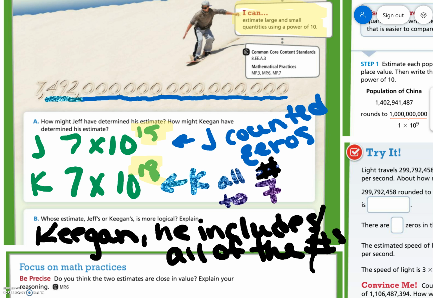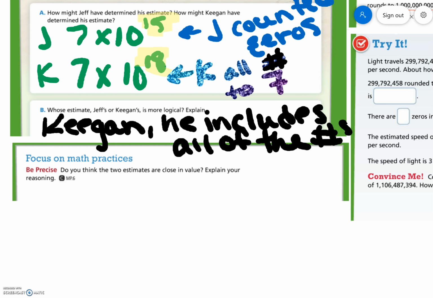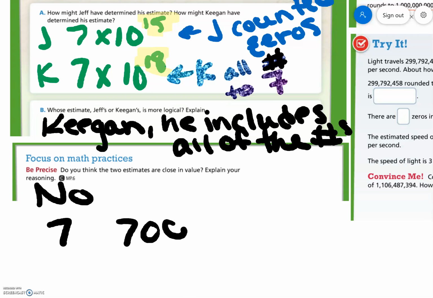Focus on math practices. Do you think the 2 estimates are close in value? Explain your reasoning. So yes or no, do you think they're close? I want to say no. Think about it. If we had 7 versus 7 with 3 zeros, which one would you rather have, $7 or $7,000? $7,000. So no, they are not close in value because there is a $100,000 difference.